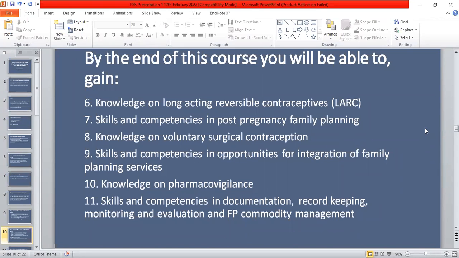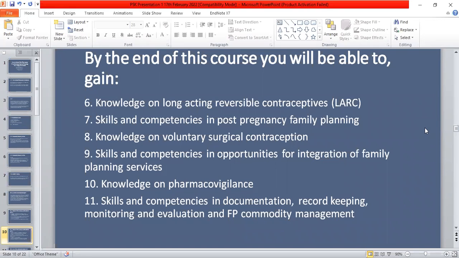which is very important. 8, knowledge on voluntary surgical contraception. 9, skills and competencies in opportunities for integration of family planning services, meaning you need to know exactly where you probably want to refer the client to or what exactly the client needs. 10, knowledge on pharmacovigilance, which is a very, very important component even right now, just to ensure that products that are in the market meet expectations and that we understand reporting systems, and we also understand bodies that can assist pharmacists as well as the client or the patient when something goes wrong.